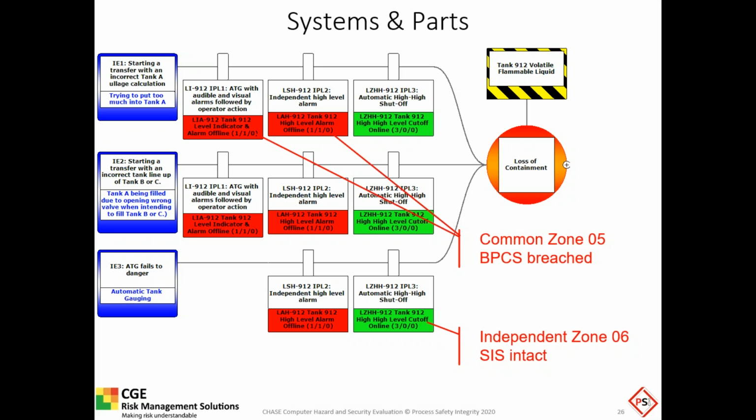What systems and parts allows you to do is to give you online status of the health of those parts. So if you lose a particular part, it could be the logic solver or it could be a sensor, that can then compromise the barrier, and the systems and parts overview allows you to see immediately when your barrier becomes unavailable, because it goes from green to red. So I'll show you that shortly.